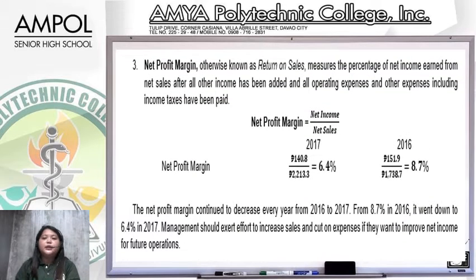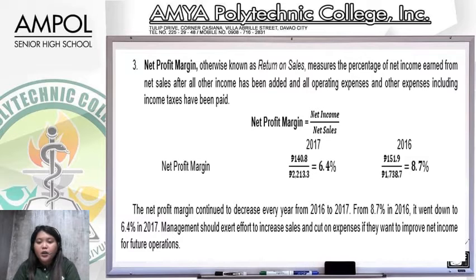Third, we have the net profit margin, otherwise known as the return on sales. This measures the percentage of net income earned from net sales after all other income has been added and all operating expenses and other expenses, including income taxes, have been paid. The formula for net profit margin is net income divided by the net sales.